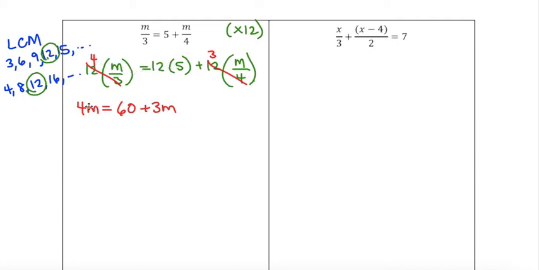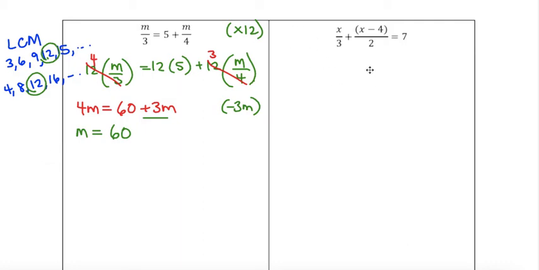So now this becomes a question that I know how to solve from my previous lessons. So I'm going to move my variables to one side of the equation. I'm going to go ahead and move them to the left-hand side. So the opposite of adding 3m is subtracting 3m from both sides. 4m take away 3m is 1m, or just m. That's equal to 60. And 3m take away 3m is 0. And when I have a 0, I don't need to write that 0. So I have m is equal to 60, and that's my final answer.